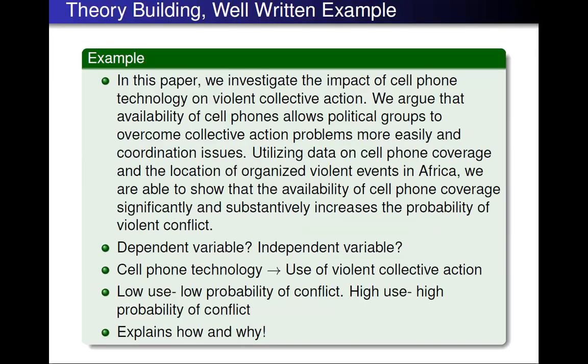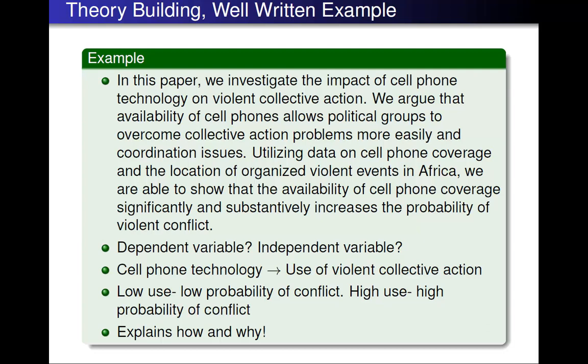And here is another model. In this paper, we investigate the impact of cell phone technology on violent collective action. We argue that the availability of cell phones allows political groups to overcome collective action problems more easily and coordination issues. Utilizing data on cell phone coverage and the location of organized violence events in Africa, we are able to show that the availability of cell phone coverage significantly and substantively increases the probability of violent conflict.